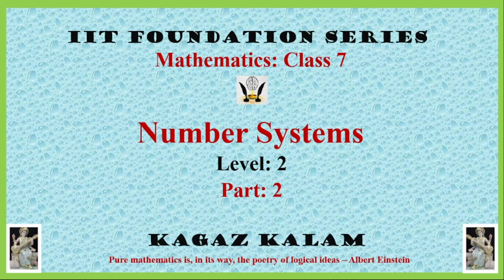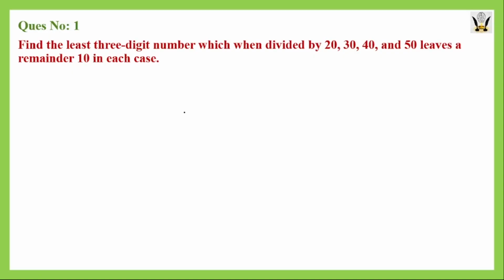In today's class, we will solve a few more problem sums based on number system which are of level 2. The first one says to find the least 3-digit number which when divided by 20, 30, 40 and 50 leaves a remainder 10 in each case.